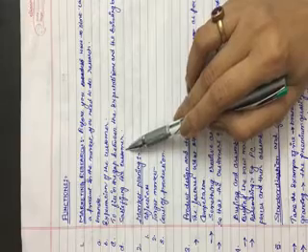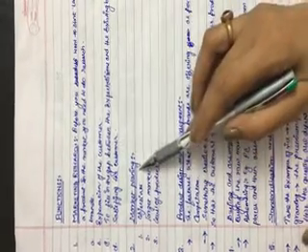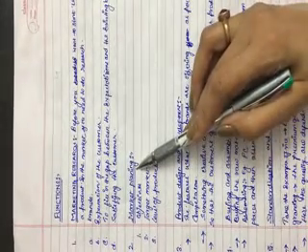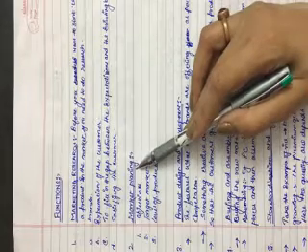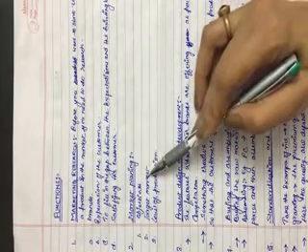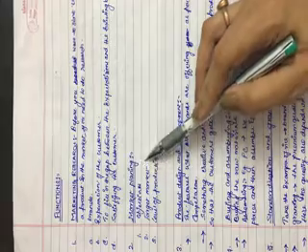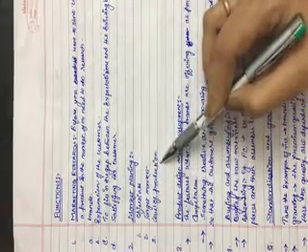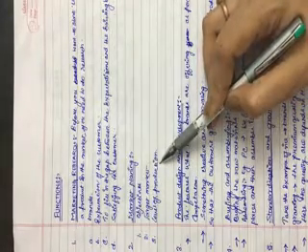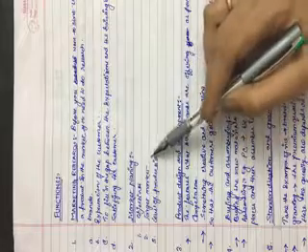Next is market planning. Market planning is what are the objectives which are required, what kind of market you want to target, and what is the level of production you want to give. So these are all market planning.